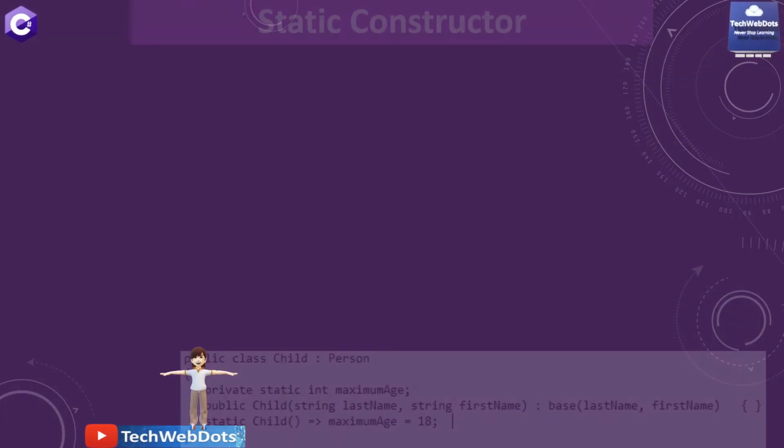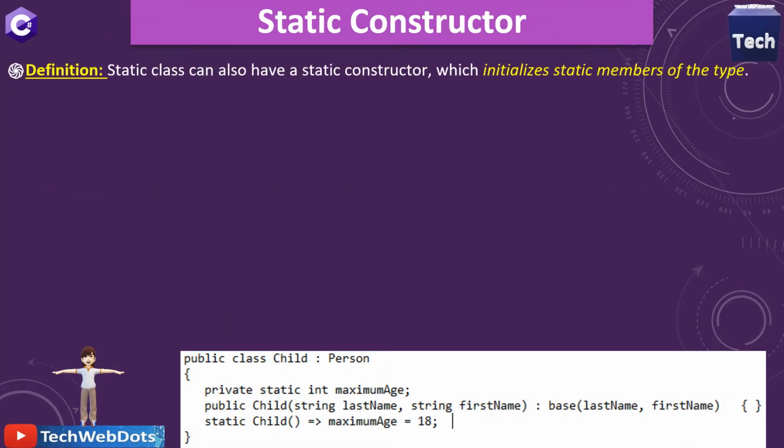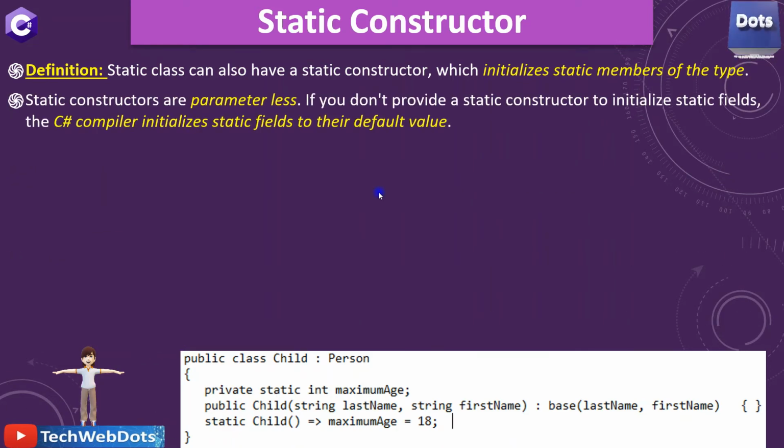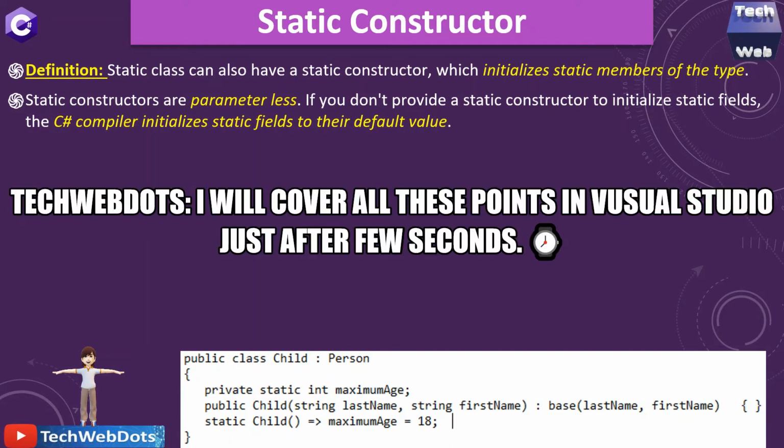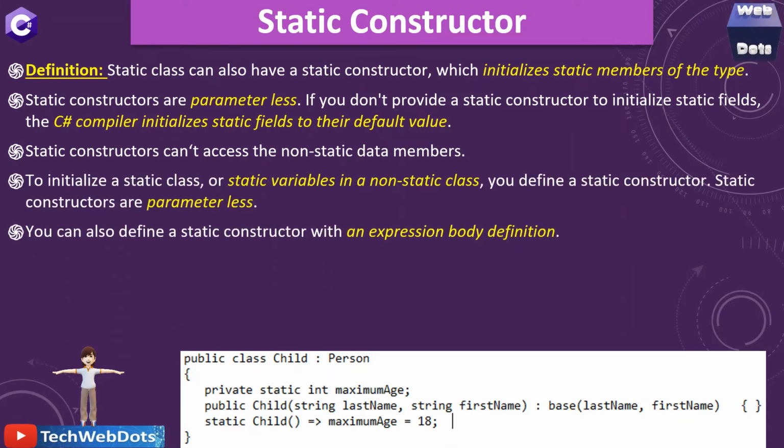So let's move ahead to understand what a static constructor is, okay. By definition, a static class can also have a static constructor which initializes static members of the type. Note here, only static members can be initialized. Static constructors are parameterless. It means we cannot provide any parameter. If you don't provide a static constructor to initialize static fields, the C# compiler initializes static fields to their default values. Static constructors can't access non-static data members, and this is very true.